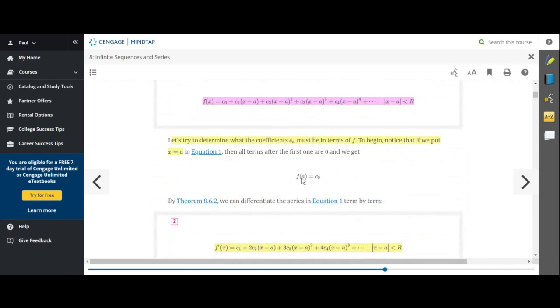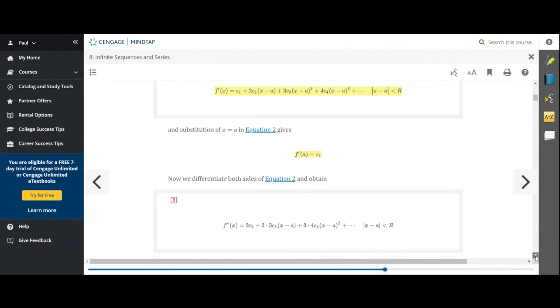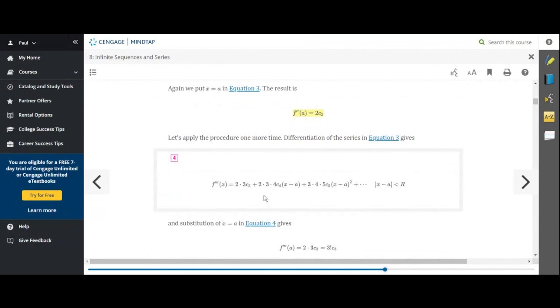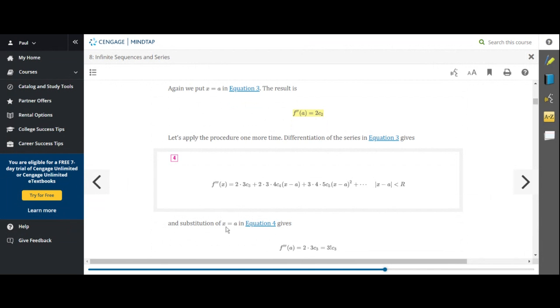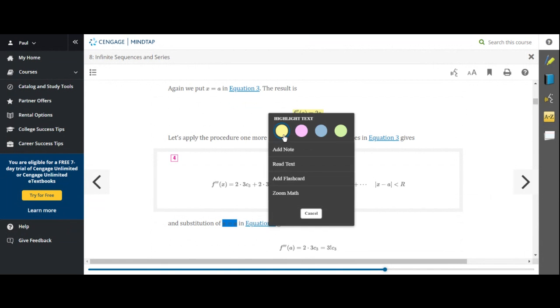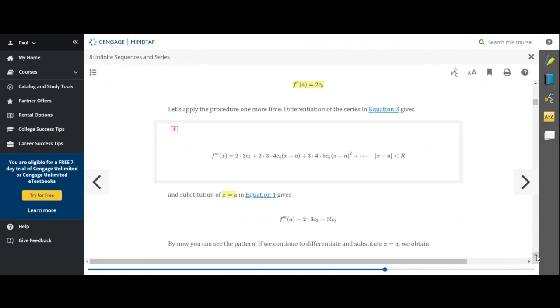Okay, so we just kind of highlight here. All right, and we can go one more step here, right? Let's take the derivative again. Here's the third derivative of f. Okay, here it is. Equation 4. We'll substitute x equals a in equation 4. And it turns out that the third derivative of f evaluated at a equals 2 times 3 times C3, which equals 3 factorial times C3.